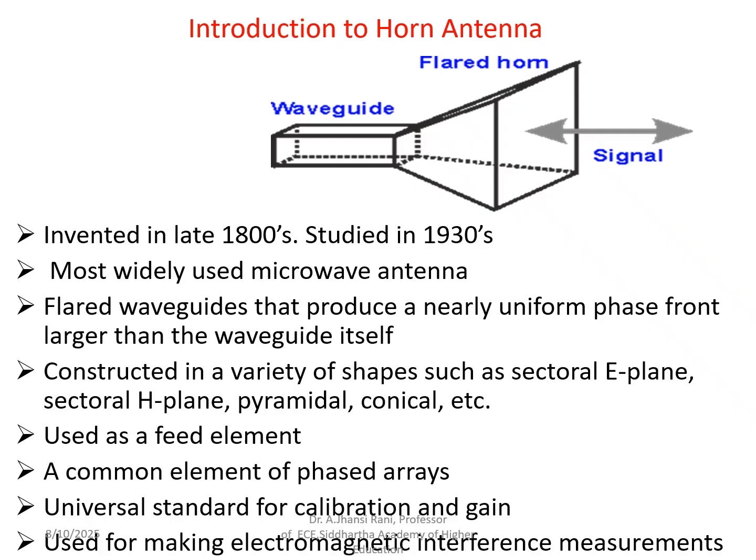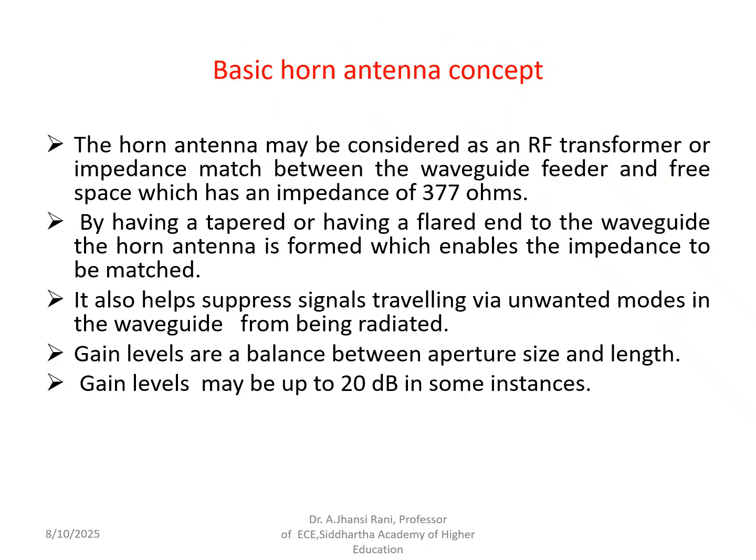The construction also comes in different shapes: sectoral E plane, sectoral H plane, pyramidal and conical horn antennas. It is mainly used as a feed element for the parabolic reflector. It is also applicable to phased arrays, and it serves as a universal standard antenna for calibration and gain measurement. It is mainly used for making electromagnetic interference measurements. These are some of the applications of the horn antenna.